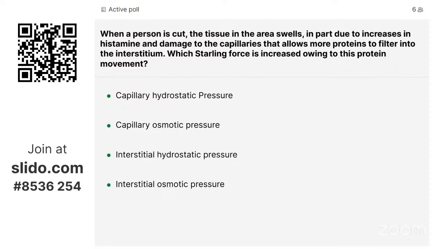Okay. What happens when you get a cut or an injury? Your capillaries get kind of damaged, right? So your capillaries get damaged and histamine is responding and some more proteins are actually getting filtered into the interstitium, so into that interstitial space, into that interstitial fluid. Okay. So one of the Starling forces is going to change when we see those proteins in the interstitial fluid. So we want to define which of those Starling's forces is changing here.